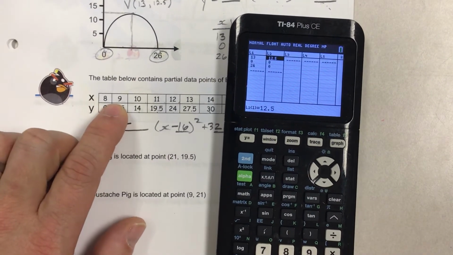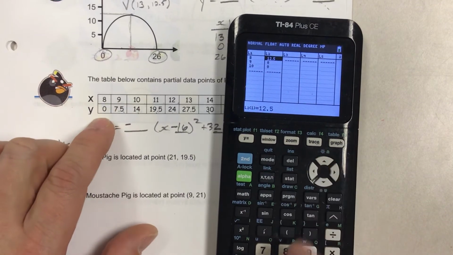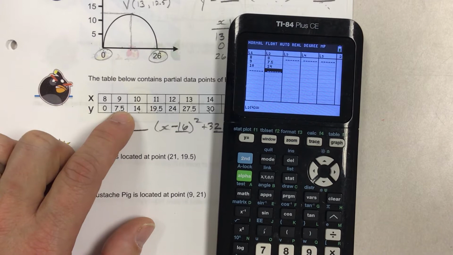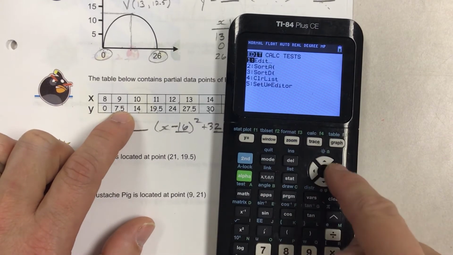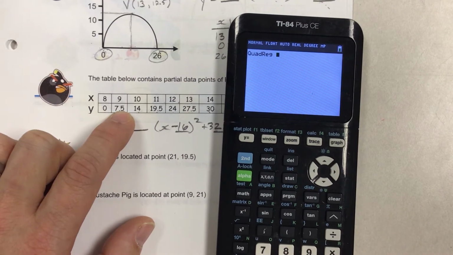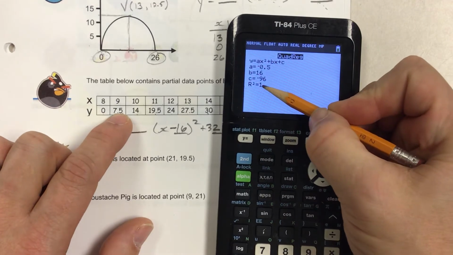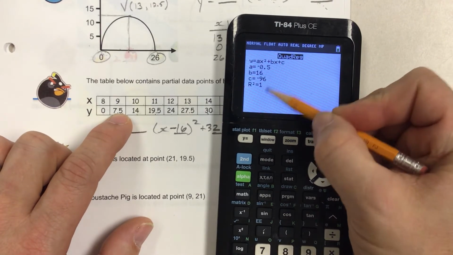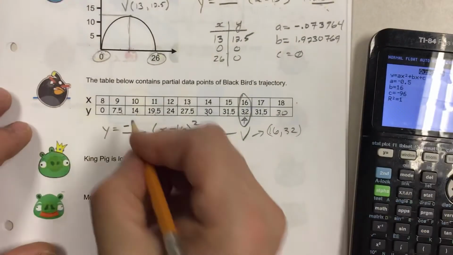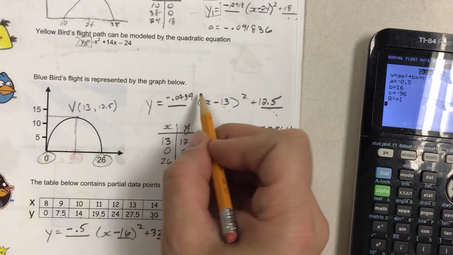I'm going to put the first 3, 8, 9, 10, and 0, 7.5, and 14. There's my 3. Stat, scroll over to calculate, down to number 5. This is going to get really, really boring after a while. It's always the same thing. Did I do it right? Yes, r squared equals 1. This is a nice quadratic. Look at this. It works out nice and evenly. And guess what the a is? Negative 0.5. That one's a nice, easy number, not some weird decimal like 0.07309.